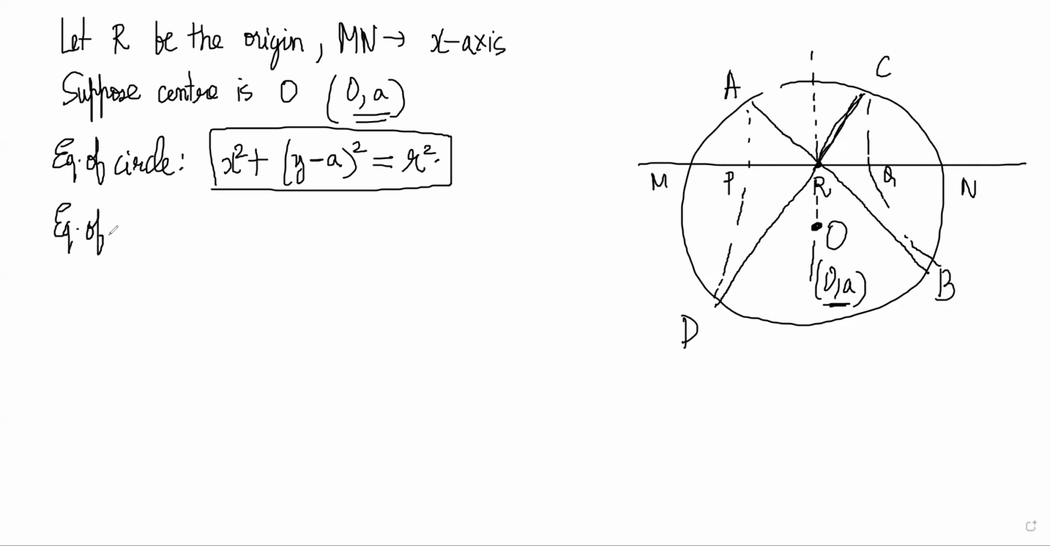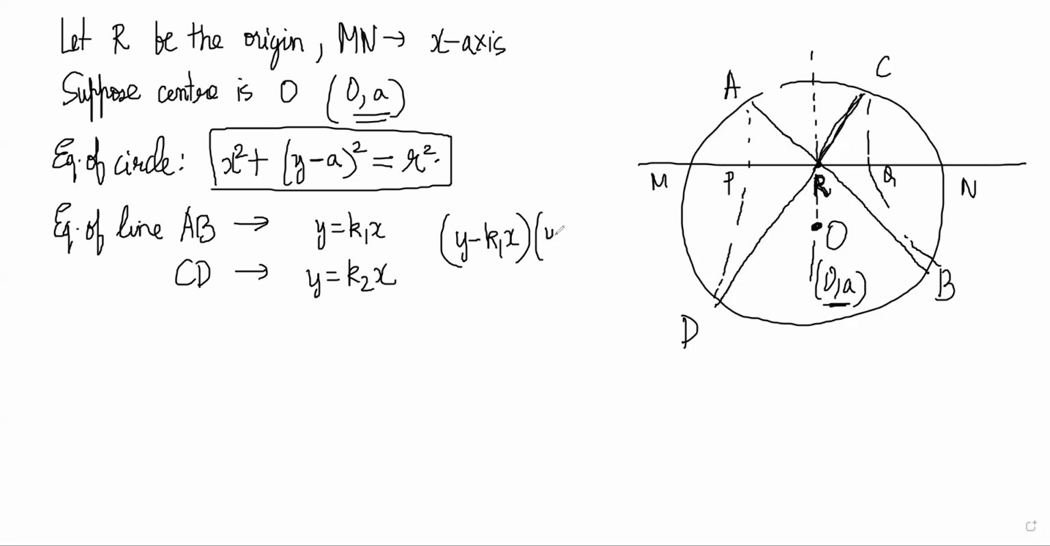Equation of line AB and CD: both are passing through my origin. My origin is R, which is (0, 0). So the AB line can be written as y equals k1 x, and the CD line can be written as y equals k2 x, right? So the combined equation of the pair of straight lines AB and CD is (y minus k1 x) multiplied by (y minus k2 x) equals 0.